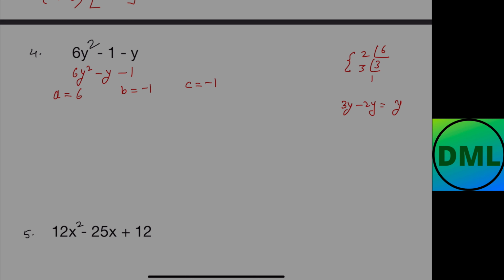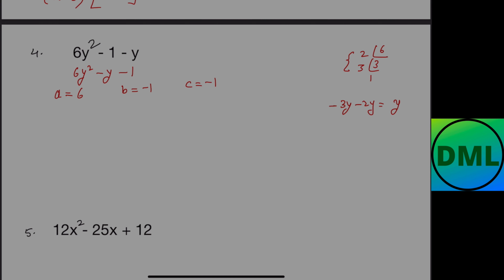Am I getting plus y or minus y? I need minus y here, but here I am getting positive y. That means the bigger number should have the negative sign here. Let's change it. It should be negative 3y plus 2y, which will give me negative y. I can split my middle term as minus 3y plus 2y. Let's write down here 6y square minus 3y plus 2y minus 1.